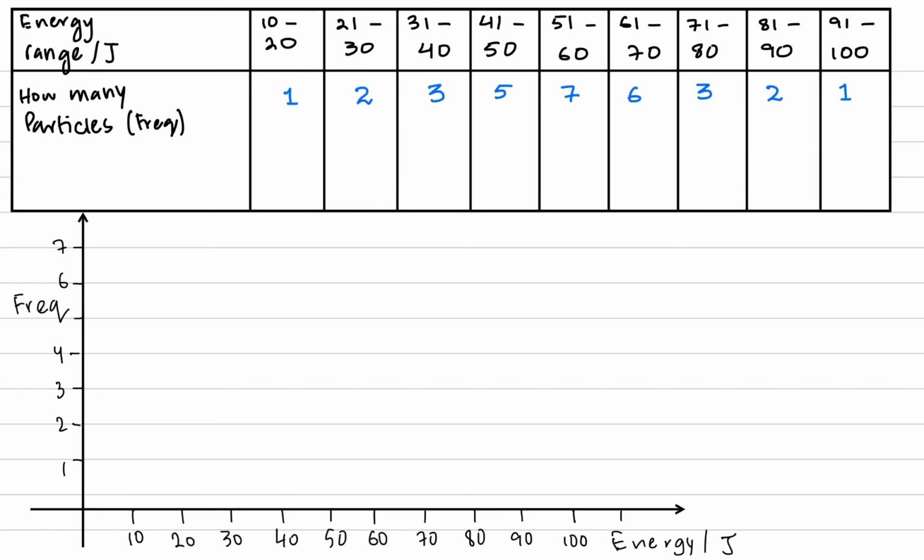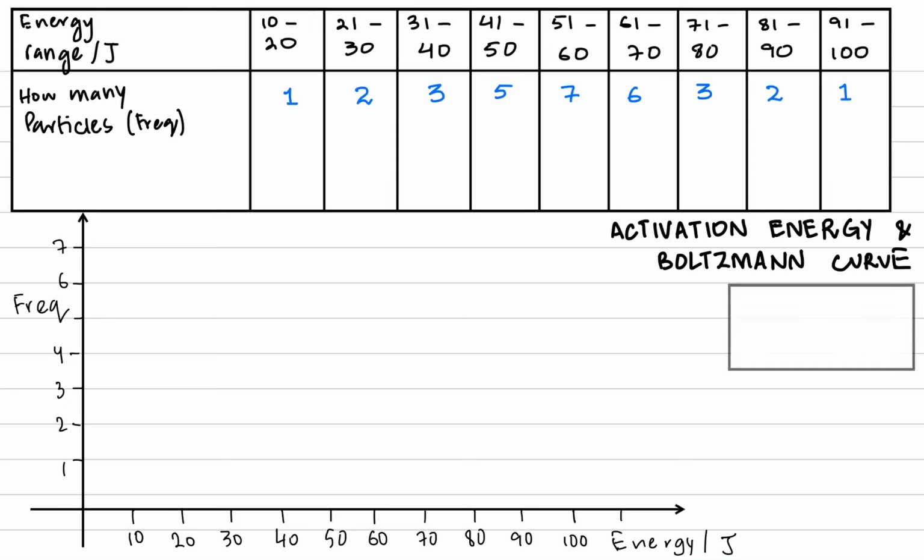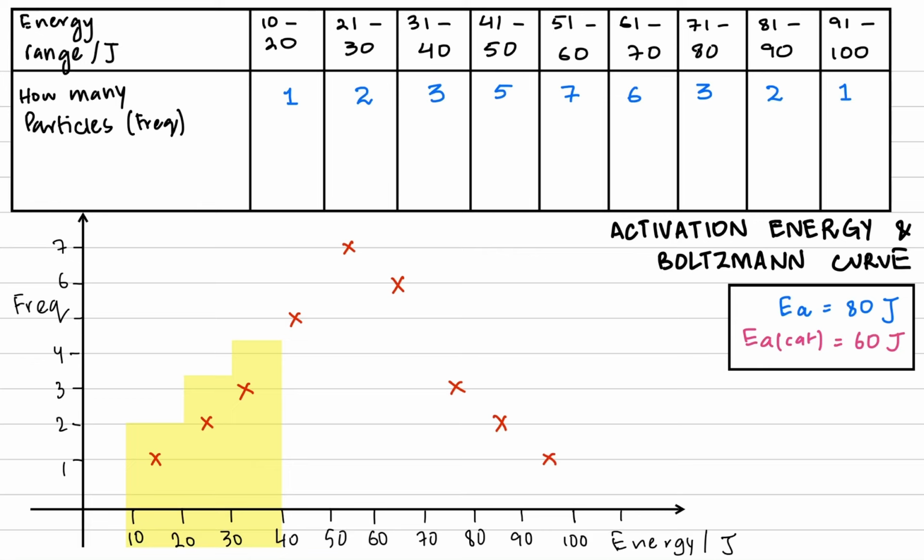In the previous video, we were doing the activation energy and the Boltzmann curve. We had some activation energy and catalyzed values. We put our graph based on the data that there was a single molecule having energy between 10 and 20, two molecules with energy between 21 and 30, three molecules with energies between 31 and 40, and similarly, there were more molecules with average energies and fewer molecules with very high energy.